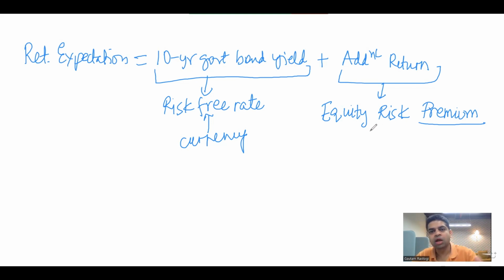Otherwise they would be just happily investing in the government bond yield. They know that they will get that anyway. So that's why they've come to the market, because they expect a premium. And why is it risk? Because they're taking the risk of the market. This is also called the price of risk.